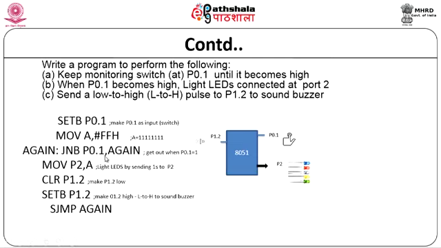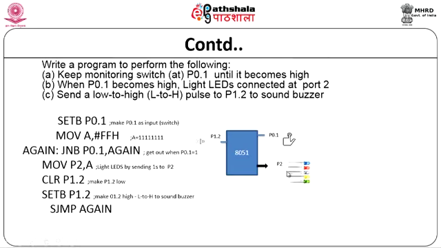Now, JNB P 0.1 again. What I am trying to say over here is that till the bit is not set, it jumps on no bit again. So, it goes in a loop till I am getting a 1 at P 0.1. Once I am getting a value of 1, it comes down. Then MOV P2, A. A is having a value of all 1s, which is given to P2.